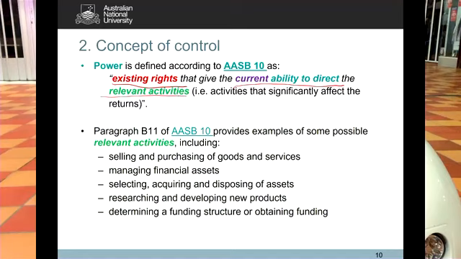What could be the relevant activities? The standard gives us a list of activities like selling and purchasing of goods and services, managing financial assets, selecting, acquiring, and disposing of assets, and researching and developing new products. Those activities significantly affect the returns. As long as they are activities that may significantly affect the returns, they are the relevant activities.